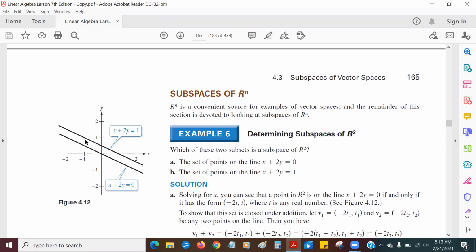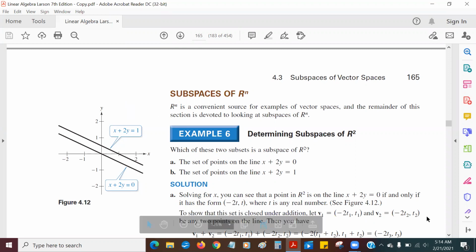Here are two parallel lines. A is the line x plus 2y equals 0, so that's this line down here. B is the line x plus 2y equals 1, that's that line up there. So these two lines look very much the same, parallel lines. You know what they say? It's a shame because they have so much in common, yet they'll never meet. And it turns out that one of these actually is a subspace and one of them is not a subspace, which is shocking because when you look at them, they look kind of the same. They're just two parallel lines.